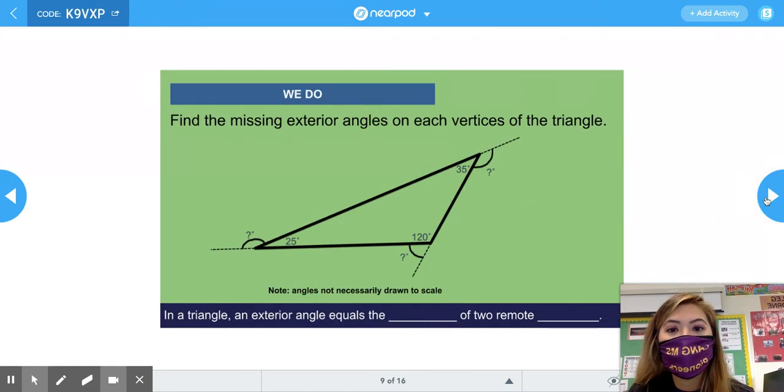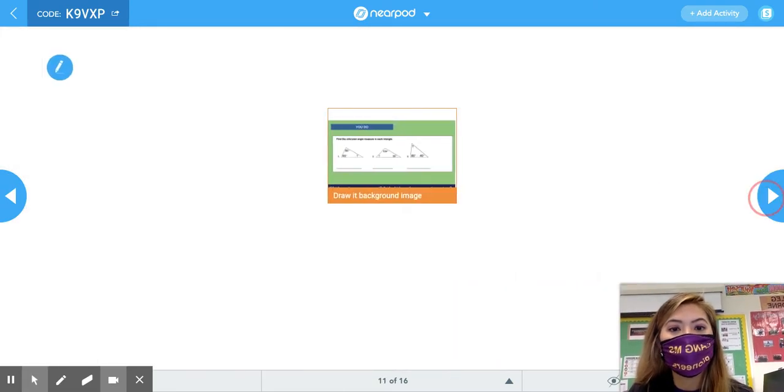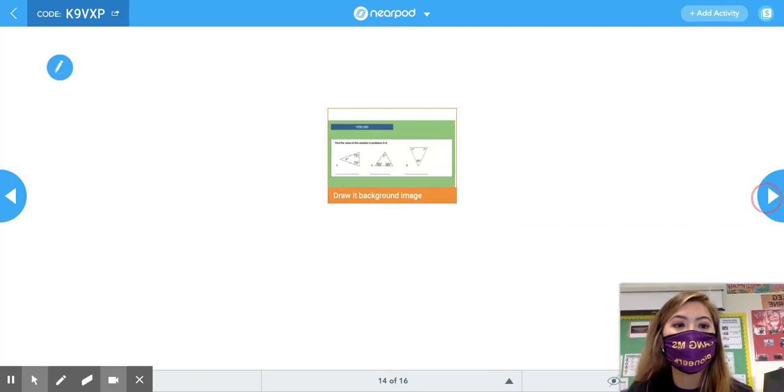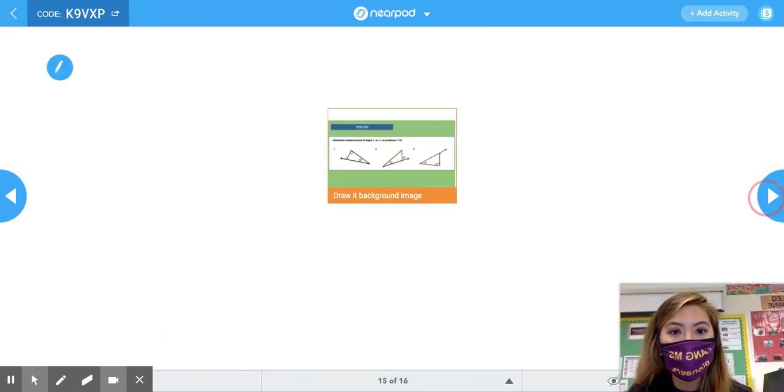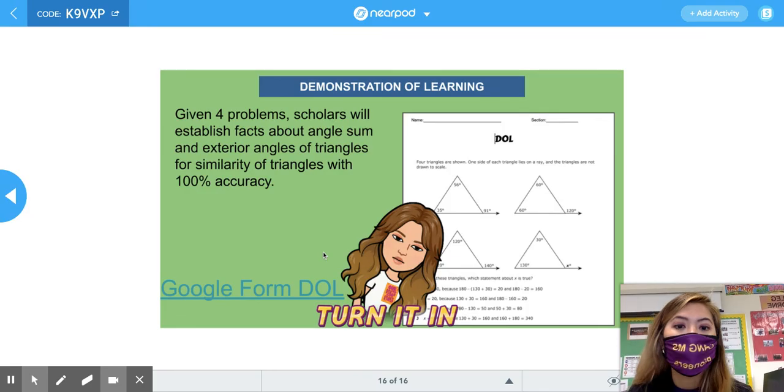Then we have some we do problems and then some you do problems. And lastly, you have to do your Google Form DOL, which is 4 questions.